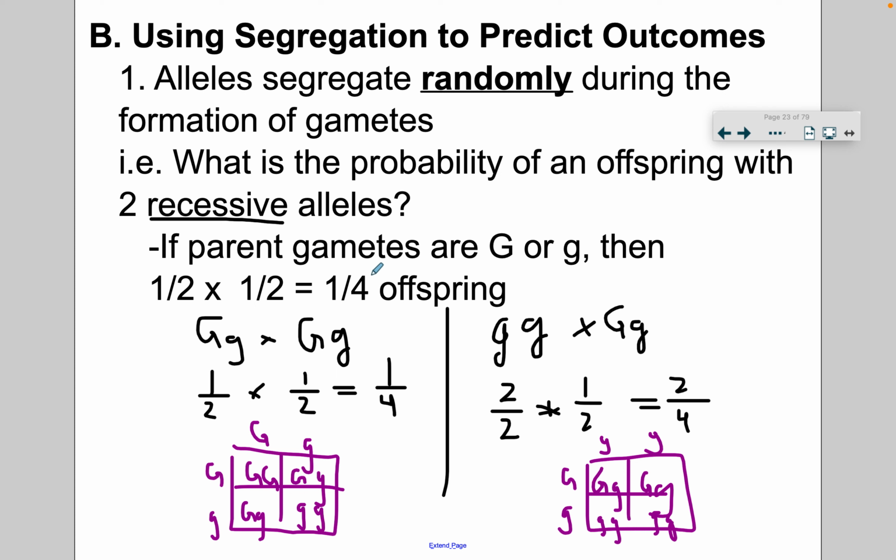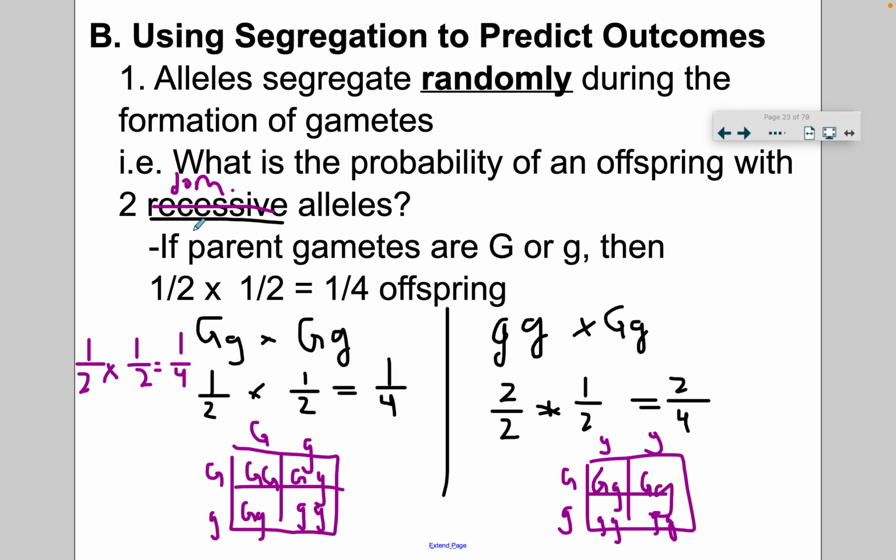I can change this. Instead of saying 2 recessive, maybe I want to say 2 dominant, right? So the math here, okay, there's a 50% chance that the gamete or the zygote or whatever, the offspring, will get a big G from parent number 1. And over here, again, 50% chance, I multiply across, 1 out of 4. And I look at my Punnett square, boom, 1 out of 4.